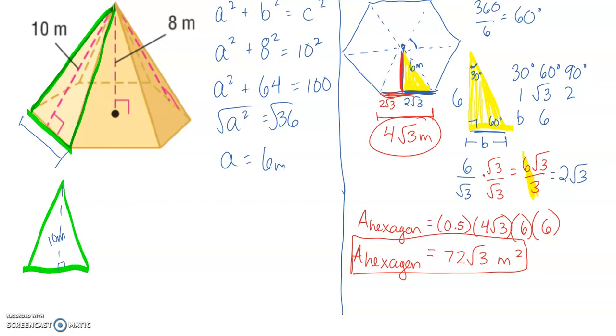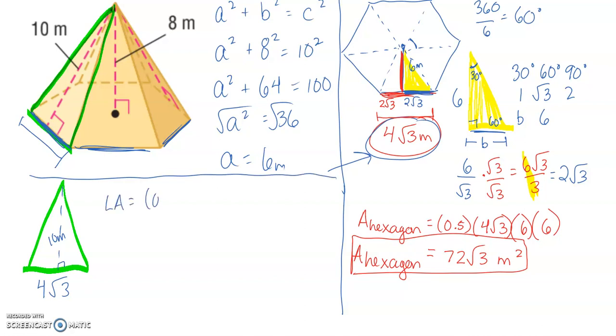However, we did solve it when we were solving for the hexagon. Notice that for the hexagon, it's a side length of the hexagon. All of these are the same. So if I go back, the side length of the hexagon we said was 4 root 3. So this base of the triangle is actually 4 root 3. Once I do that, I'm going to find the lateral area, which is going to be 1/2, because it's a triangle, times the base, which we said was 4 root 3, times the height, which is 10.